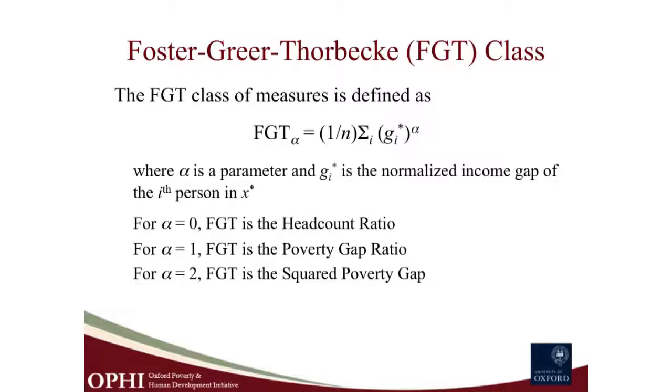And this is the overall class that they proposed, which includes, for alpha equal to 0, the headcount ratio. For alpha equal to 1, you have the poverty gap, and for alpha equal to 2, you have the FGT, which is the squared poverty gap. Well, so far so good.